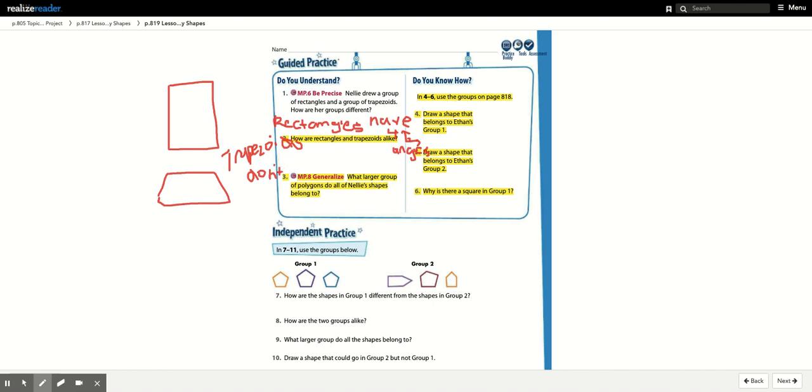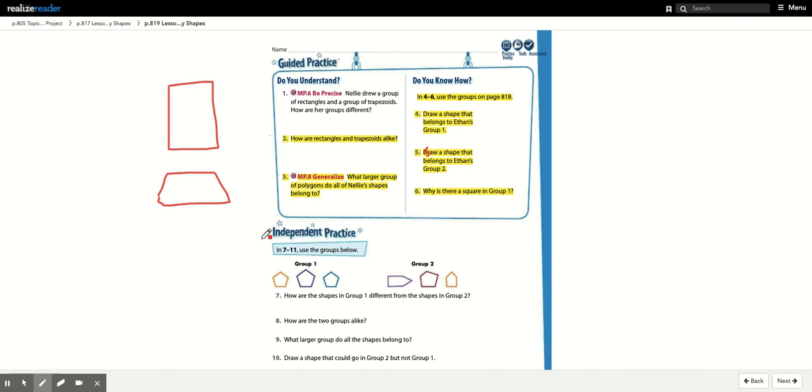Let's take a look at number 2. How are rectangles and trapezoids alike? We just talked about how they're different, but how could they be alike? Now, if it's all right with you, I'm going to erase. So I hope you're working with me and staying with me as we're working. So we know how they're different. Rectangles have, and that's right, 4 right angles. Trapezoids do not.